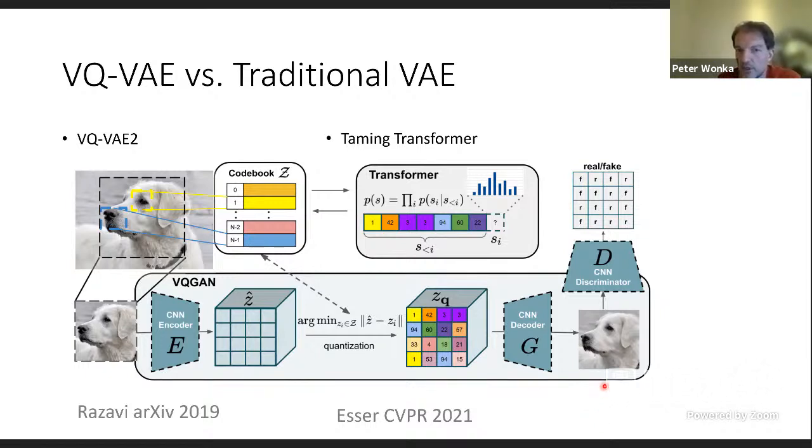But the real cool thing here in the middle was this quantization step. So they somehow managed to get these continuous values to be quantized and massively compressed. And still you're able to reconstruct well. And this representation is so much smaller through the quantization that it becomes much easier to model with a generative model, such as a transformer.